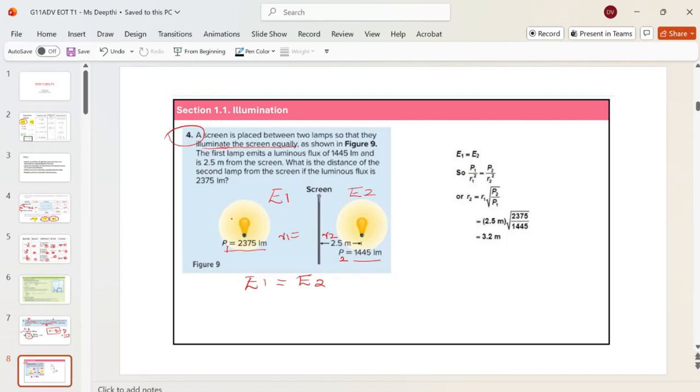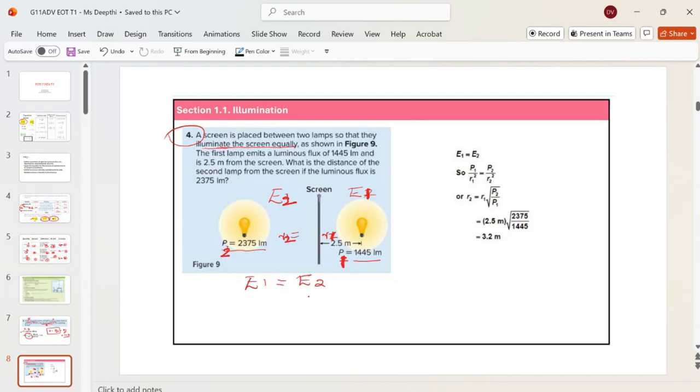Okay, so we want to find the R1. Actually, in the question, they have taken this as a second bulb, so we can consider that a second bulb. So this is P2, this is P1, this is R1 and R2. Read the question first and then give the letters. So this is the second bulb, and then we have the first bulb.